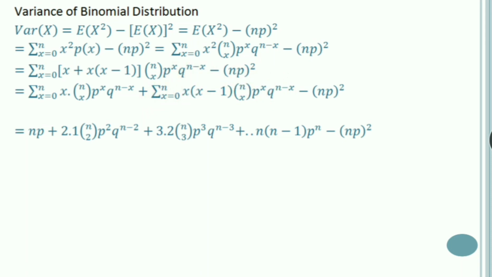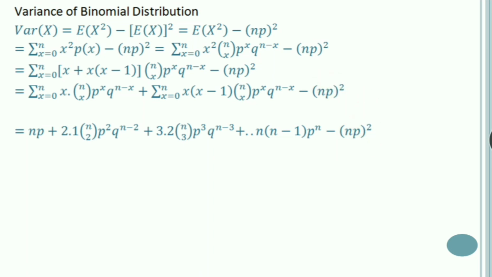So we'll get 2 into 1 nC2 p raised to power 2 q raised to power n minus 2, plus now put 3 into 2 nC3 p cube q raised to power n minus 3. So on, in the last put n, then we'll get n into n minus 1 p raised to power n, minus np square term as it is.